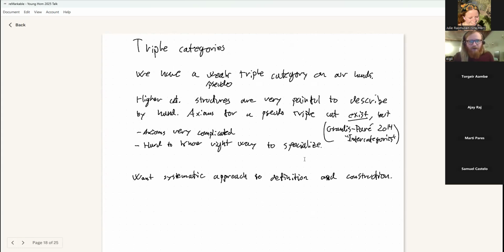Wow. Okay. So we have a kind of weak or pseudo triple category on our hands. And the reason it's somewhat pseudo is because, of course, the monoidal structure might not be strict. There are some reasons why you don't want to just assume that it's strict, even though in many cases you can.